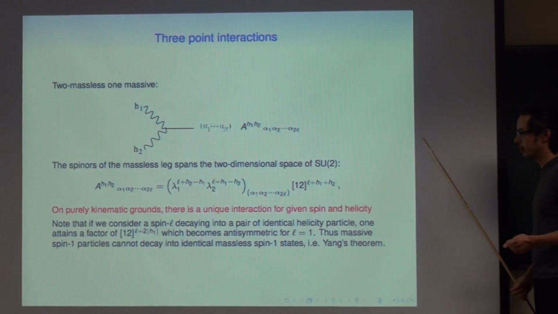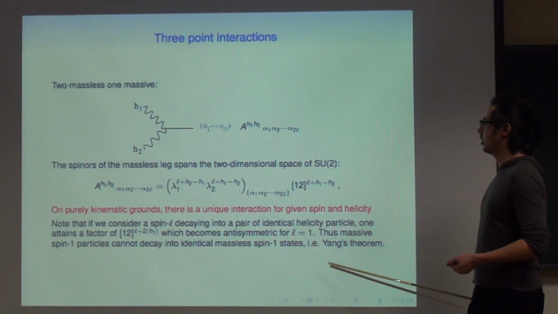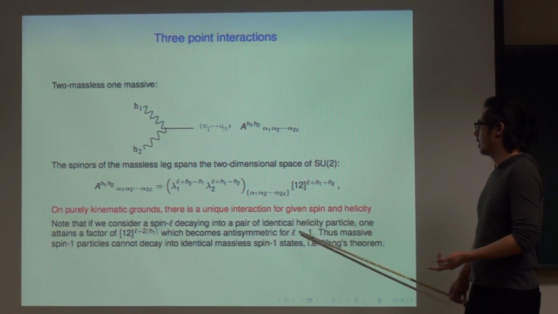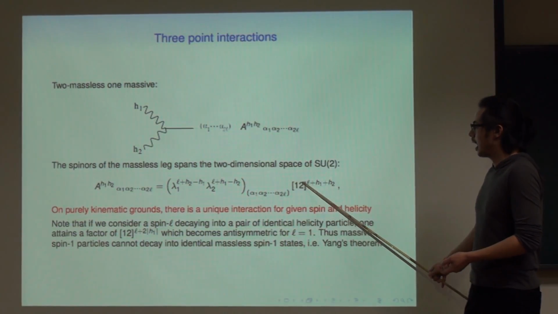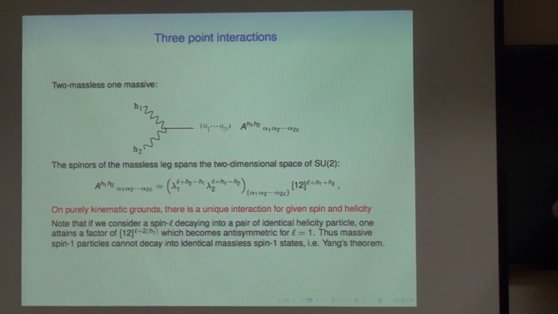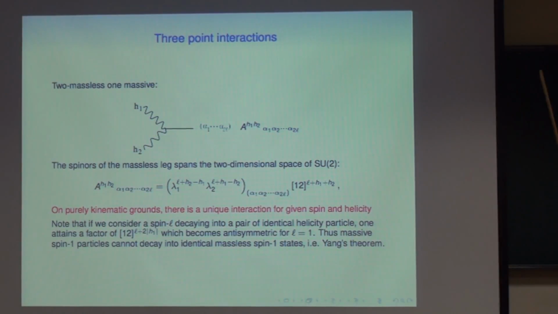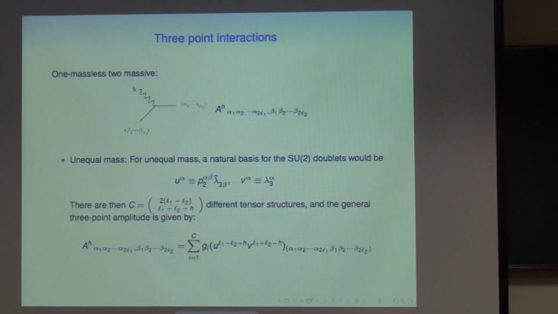And this has very important consequences. For example, the well-known Landau-Yang theorem is just a simple analysis of this, because if you set L equals 1, this object here is antisymmetric, and because it's a Bose particle, it tells you a massive particle cannot decay into 2 massless particles. This is a famous result, and it comes out naturally here. So we can move on.